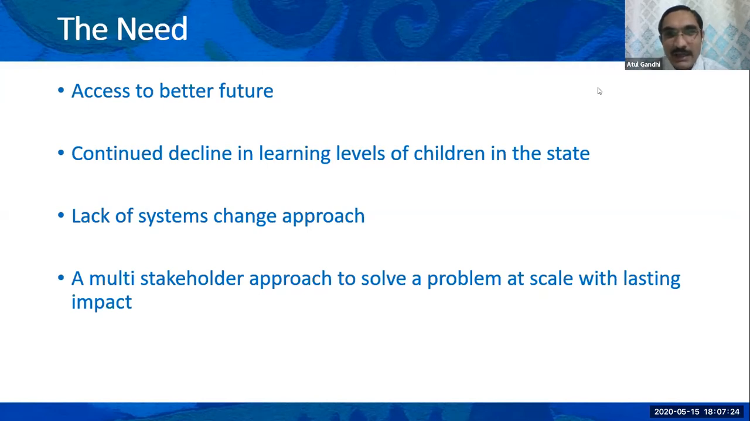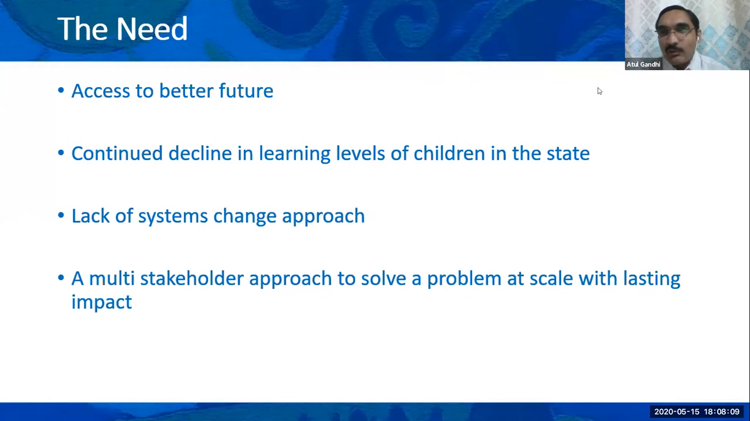It will help to solve a lot of problems. Studies like ASER were showing a continuous decline in the levels of learning among children in the state. When we researched what is lacking, we found that there are programs running in different places, but they lack a total systems change approach. They are small, they are not looking at the issue in a holistic manner, and are not able to give that relevance to the state that gives the confidence to scale up the program.